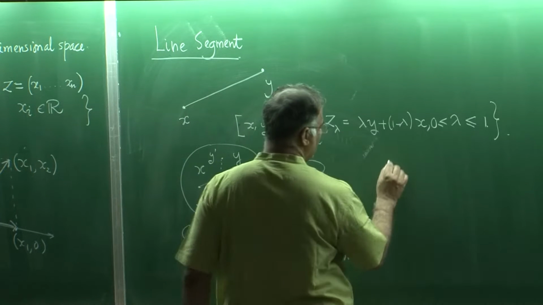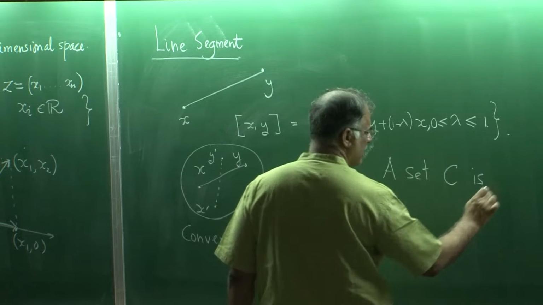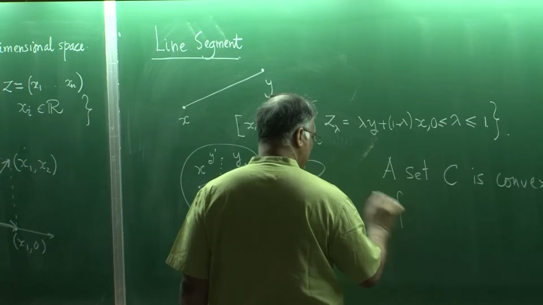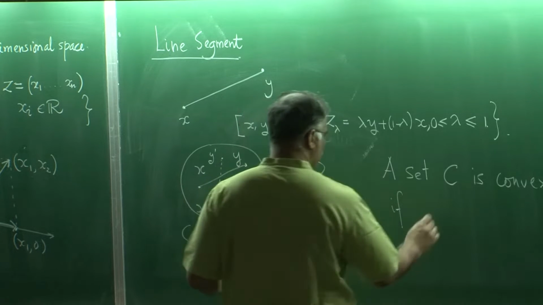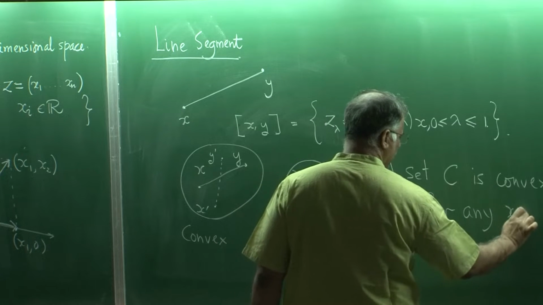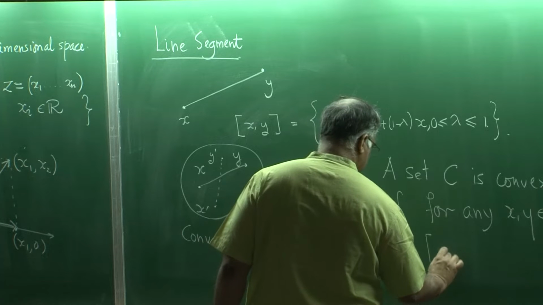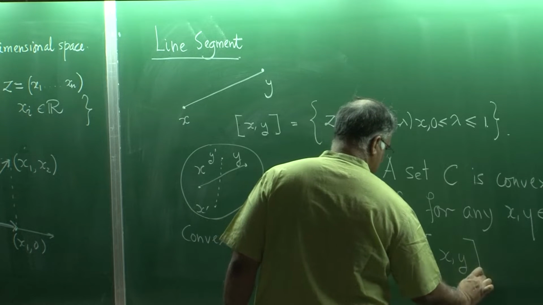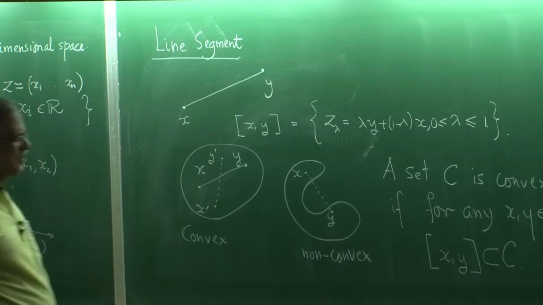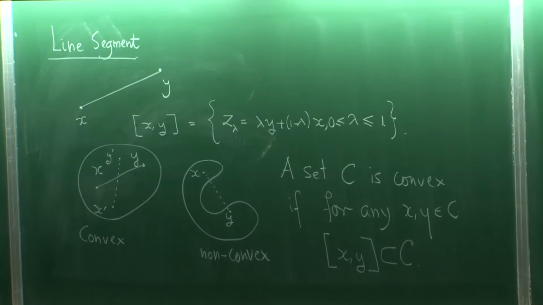So, what is a convex set? A set C is convex if for any x, y in C, the line segment joining those 2 points is lying in C.